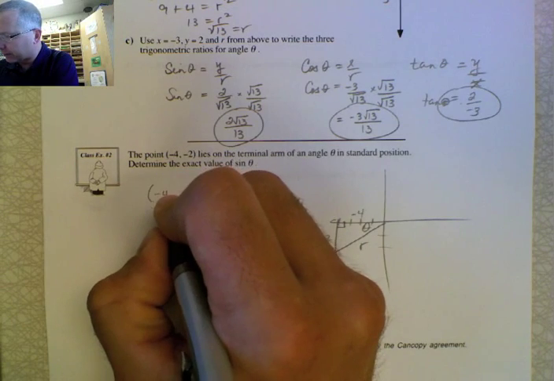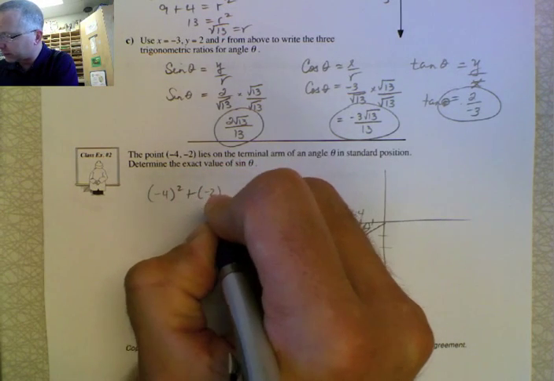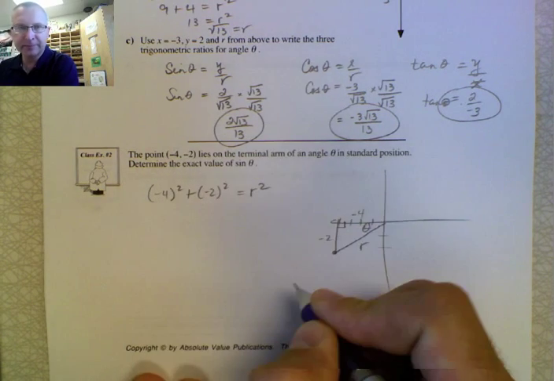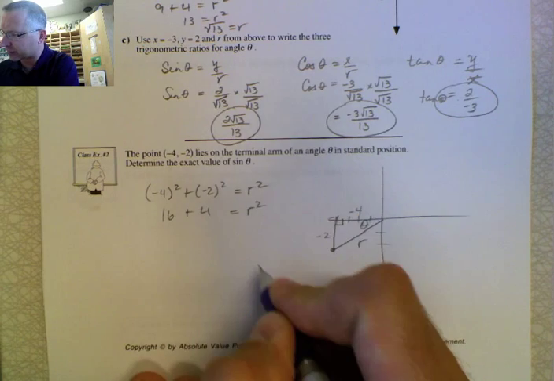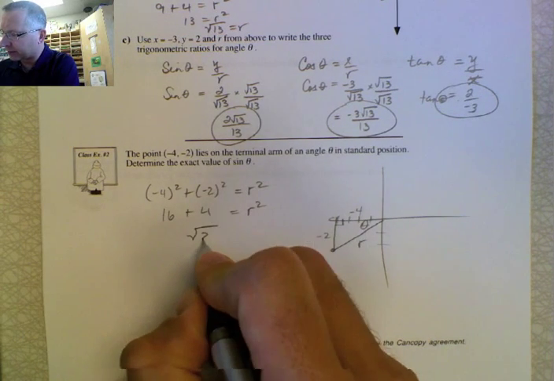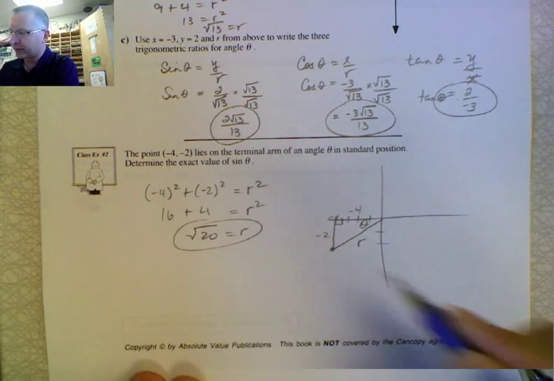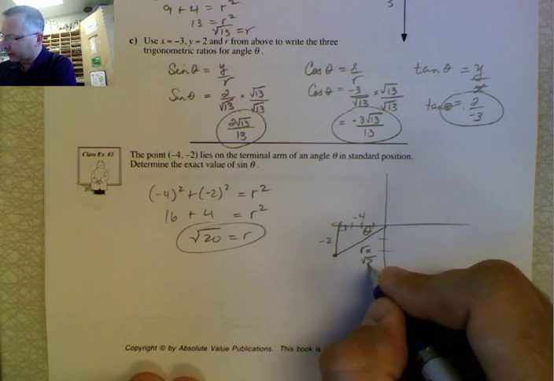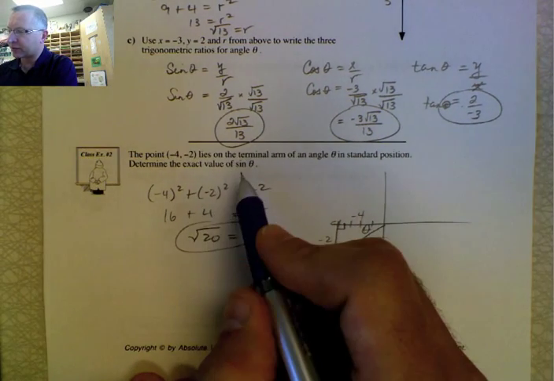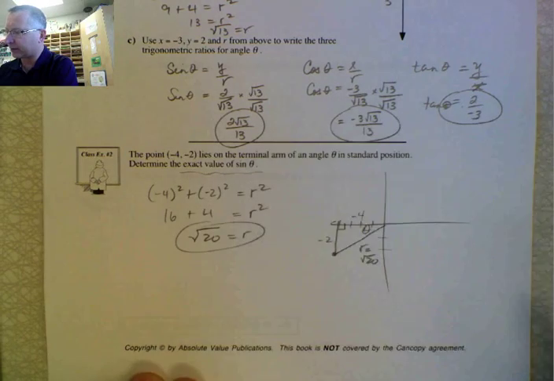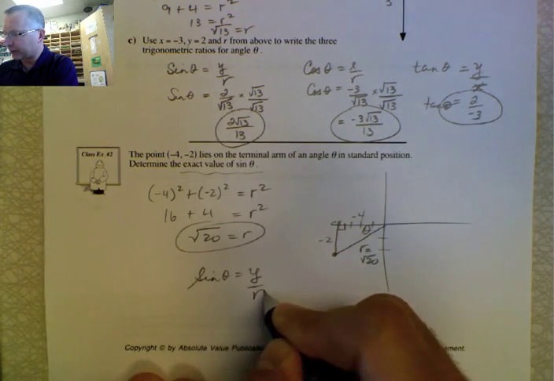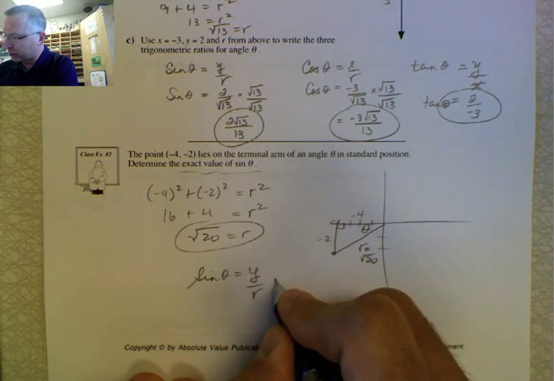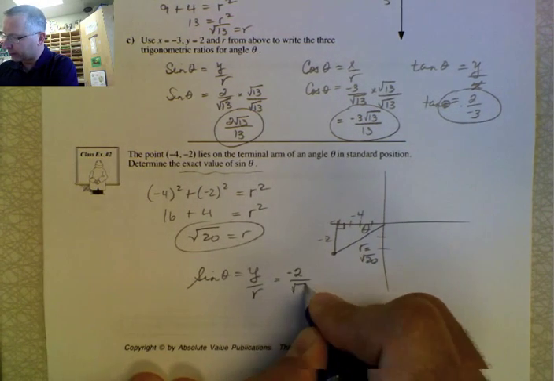So we're going to get -4 squared plus -2 squared equals r squared. This is going to give us 16 plus 4 is r squared. So this is going to give us the square root of 20 for r. So now it asks us to actually find the exact value of sine. Well, sine is y over r. So that's -2 over root 20.